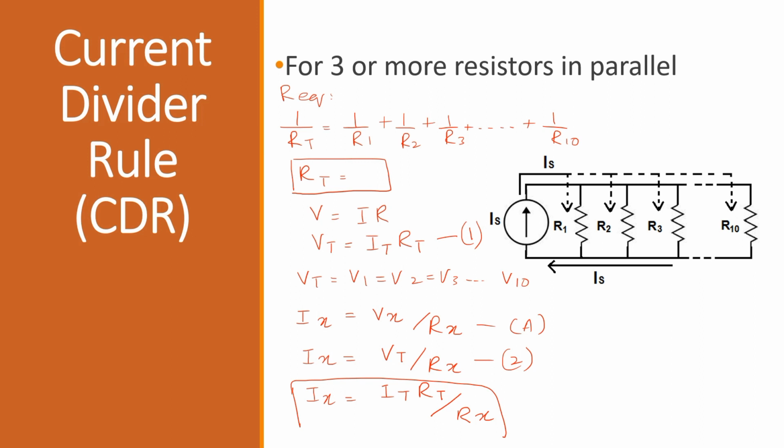It means you just have to calculate RT first, and then you have to write the value of Rx in this formula. For suppose if you want to calculate I1, then this formula will be IT RT divided by R1. And for I2, here Ix will become I2 and Rx will become R2. Okay.